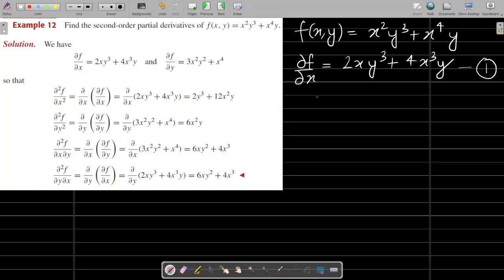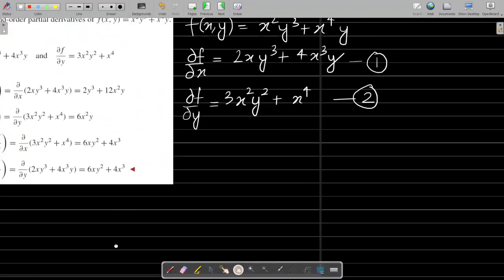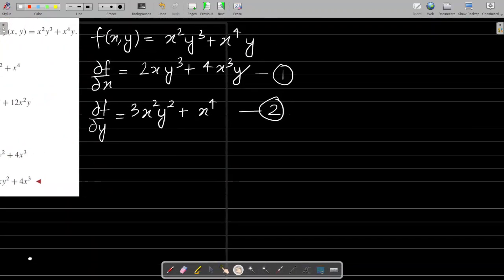Now again that given equation, if I am partially differentiating with respect to y, then what will happen? It is dou f by dou y. So dou by dou y of x square y cube. X square is a constant. Y cube, the derivative is 3y square. So 3y square plus x raised to 4 into dou by dou y of y is 1. Now we will find all the mixed partial derivatives.